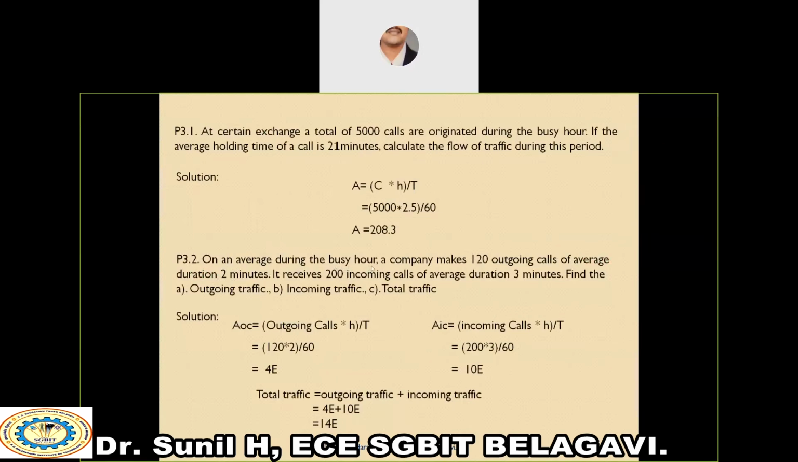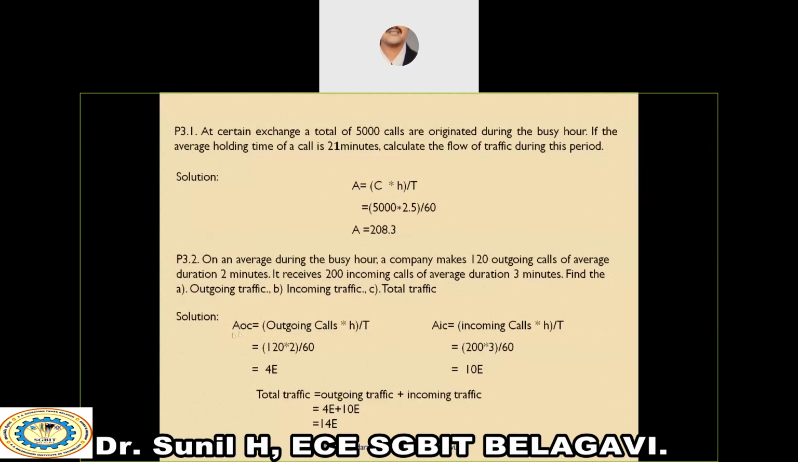Similarly, for the next problem: on an average, during the busy hour, a company makes 120 outgoing calls of average duration 2 minutes. It receives 200 incoming calls of average duration 3 minutes. Find outgoing traffic, incoming traffic, and total traffic. Outgoing traffic equals outgoing calls into H divided by T, where T always remains 60. So 120 into 2 divided by 60 is equal to 4 Erlangs.